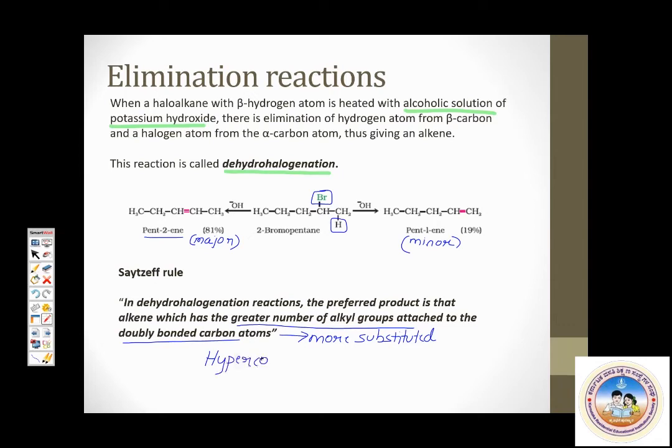Hyperconjugation. So here pent-2-ene has more alkyl groups. It has CH3 and this, two alkyl groups attached to double bond. Whereas pent-1-ene has only one alkyl group attached to double bond. And therefore pent-2-ene is more substituted. That's the reason why it's the major product. This is in accordance with Saytzeff's rule.